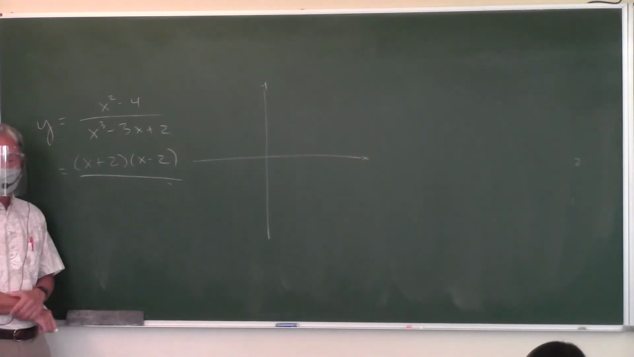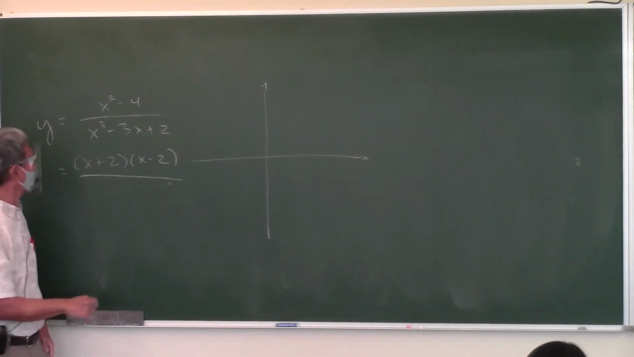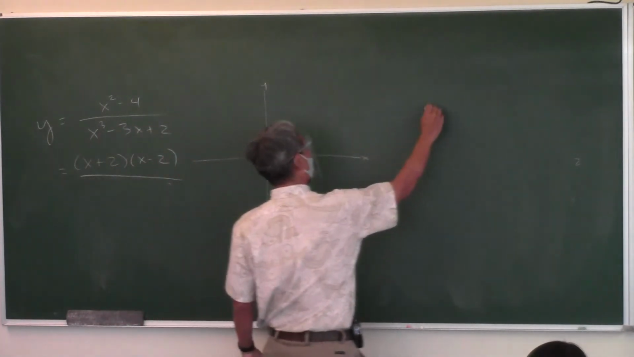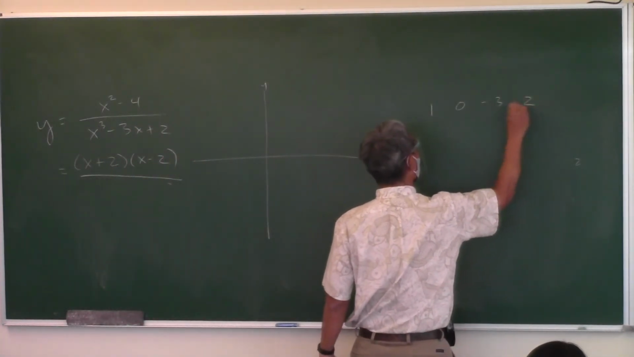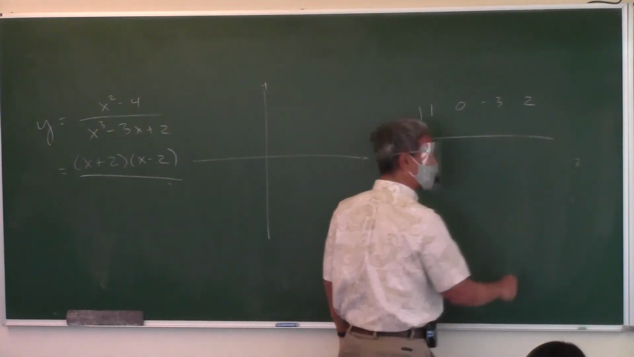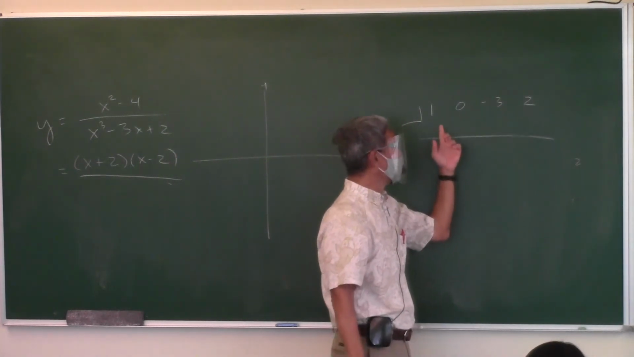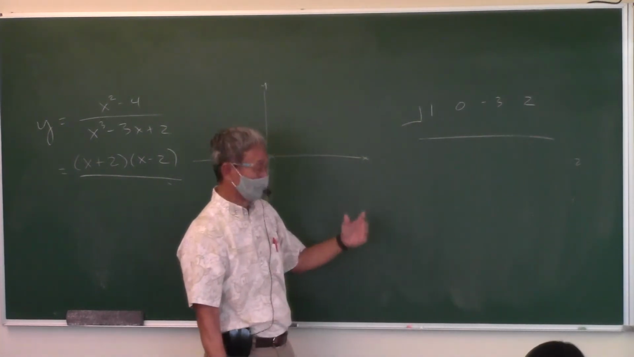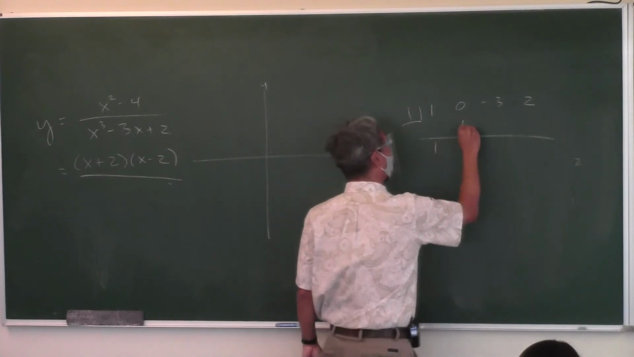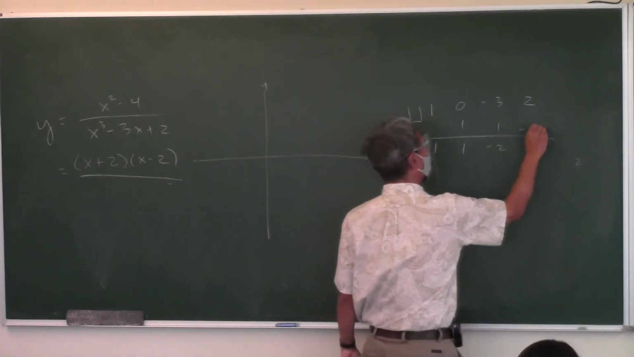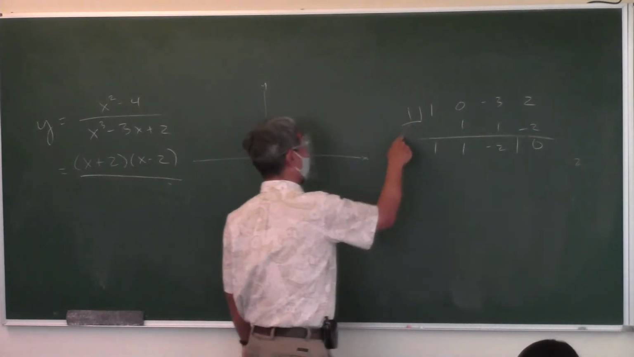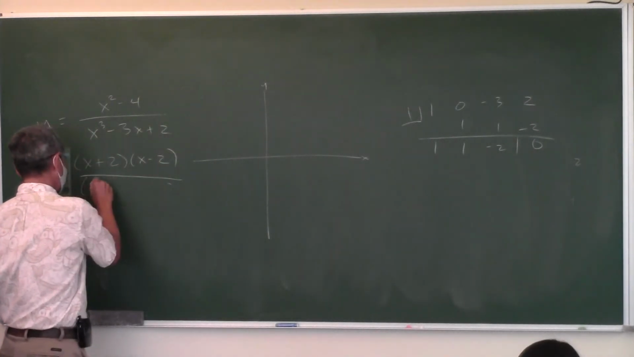Okay, now do we want to do synthetic division? Okay, thank you. Oh boy. 1, 0, negative 3, 2. What number should I put in the box? Factors of 2 or factors of 1? 1. Okay, 1. 1, negative 2, 0. Hey, you're right. So x minus 1 is a factor.